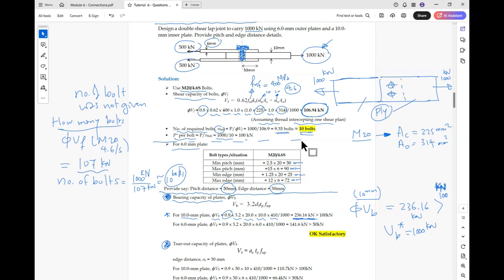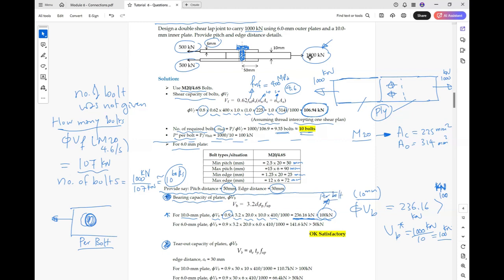Yeah, you're right. So this 1000 is for all bolts, so 1000 over 10. So it is 100 kilonewton. That's why it is okay. Because we are checking per bolt, not for the whole force, because the bearing will happen per bolt. You're right, William. Thank you. So this force is per bolt. That's why it is okay.